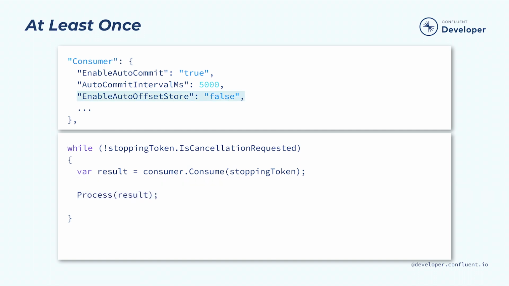To do this, we start by disabling automatic offset storage. This prevents the consumer from storing offsets whenever we call consume. When the message is fully processed, we call store offset on the consumer to explicitly store the offset in memory. The auto-commit thread will still commit the offsets to Kafka according to the specified interval. In the event of a crash, the offset won't have been stored. When we recover, we'll see the message again, giving us the at least once guarantee we were looking for.